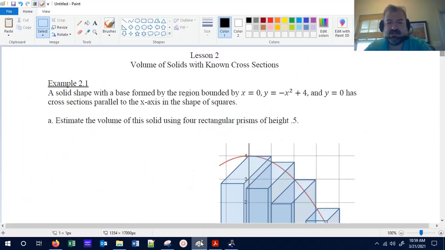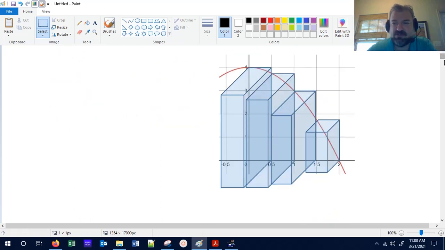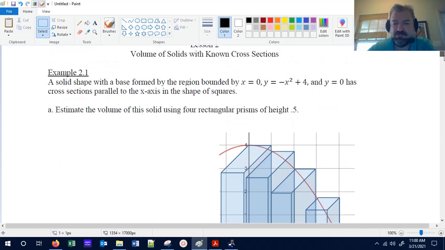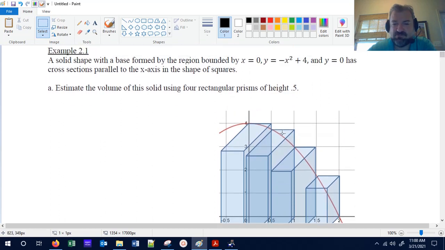All right, so I'd like to start by not doing a full problem, but by doing an estimate of it, and maybe we can build up our intuition. So bear with me for just a second while we build up to the full formula. A solid shape with a base formed by the region bounded by x equals 0, y equals negative x squared plus 4, and y equals 0, has cross sections parallel to the x-axis in the shape of squares. So that's what we're dealing with. We're dealing with a parabola that I've shown here, and you can see it's defined this region right here in this little corner.